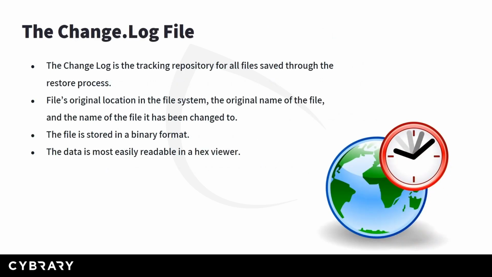The change.log is the tracking repository for all files saved through the restore process. The information contained in the file includes the file's original location in the system, the original name of the file, and the name of the file it has been changed to. The difficulty lies in retrieving this information in a usable format. The file is stored in a binary format and can be spread across several change.log files for one restore point. So, finding the one which has the information you're looking for can be a tedious task. The data is most easily readable in a hex viewer.